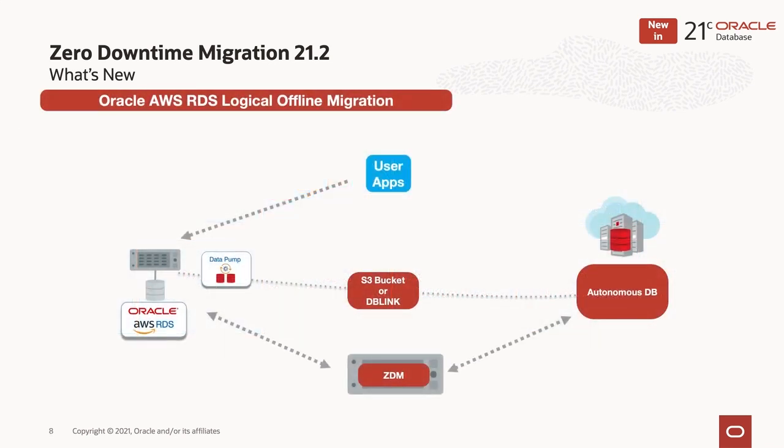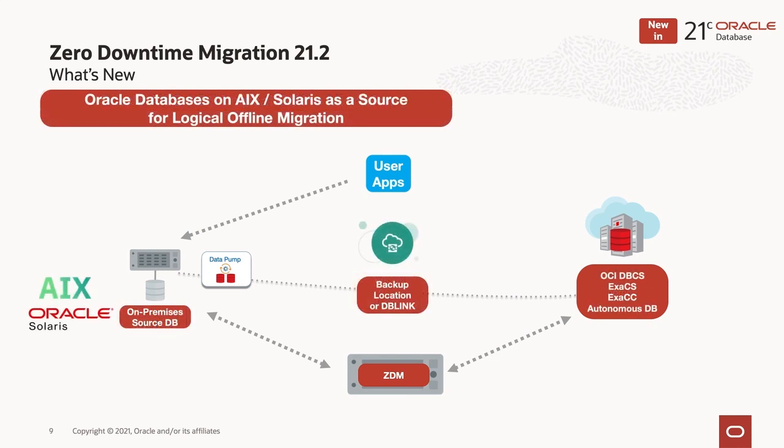As mentioned, we now offer support starting in Zero Downtime Migration 21.2 for Oracle source databases running on AWS RDS. These are supported via the logical offline methodology using Data Pump import export, and ZDM can migrate the database transferring data via an S3 bucket or using a DB link to an autonomous database as a target. Another great feature introduced in 21.2 is support for databases on different source platforms besides Linux. Now we can migrate databases that are hosted on AIX and Oracle Solaris using the logical offline methodology that Zero Downtime Migration offers.